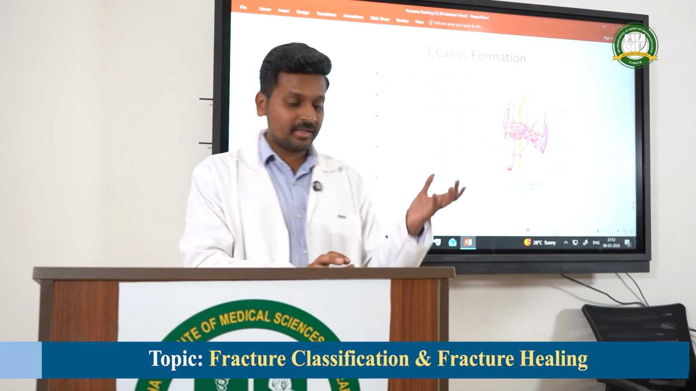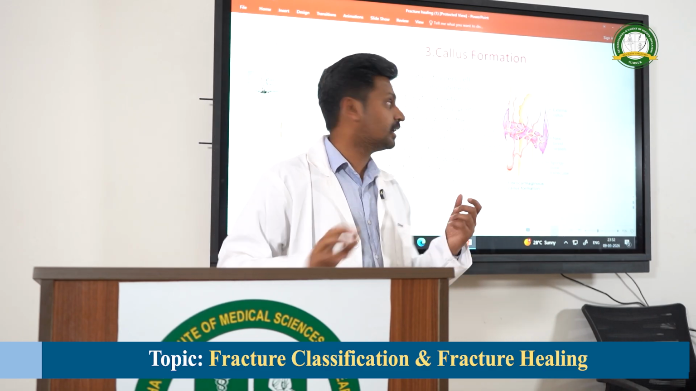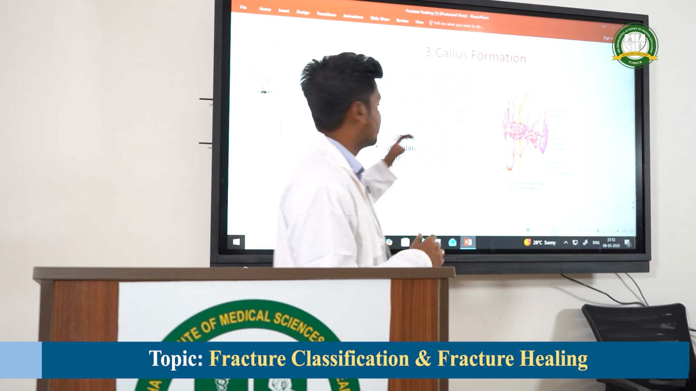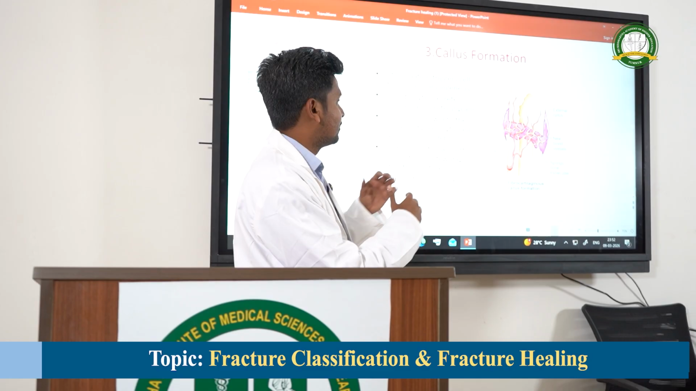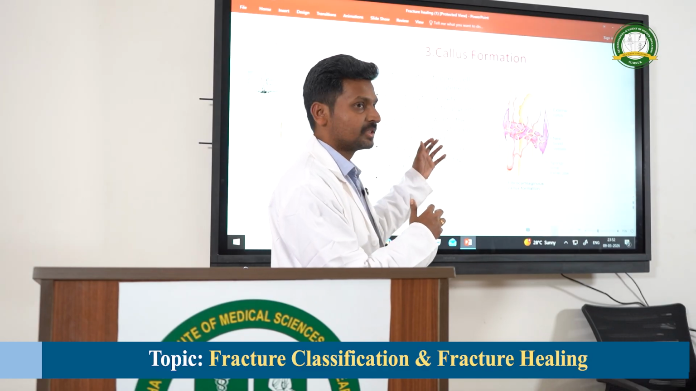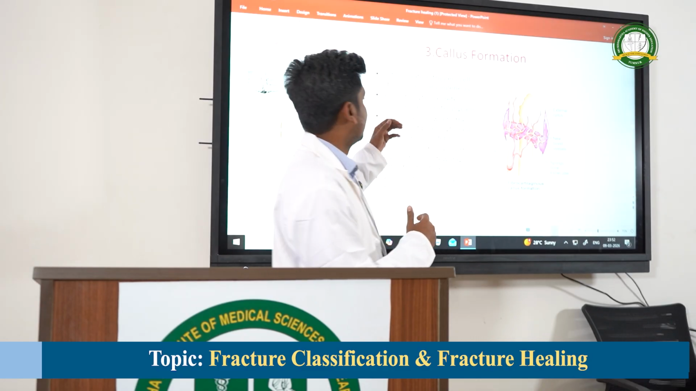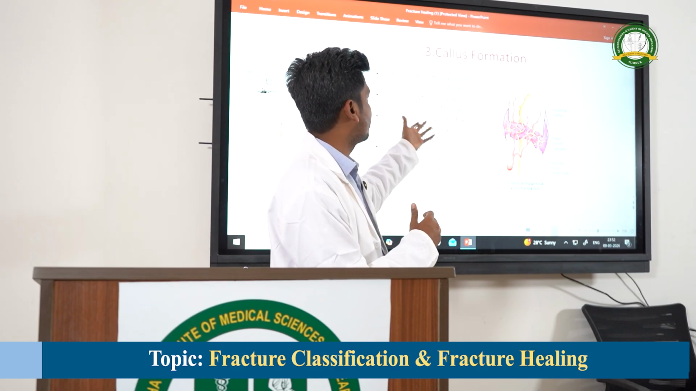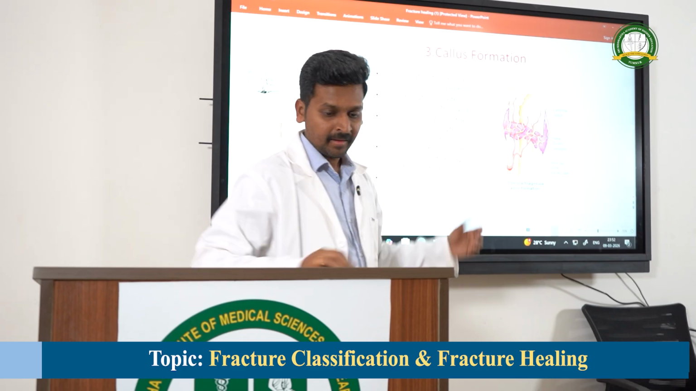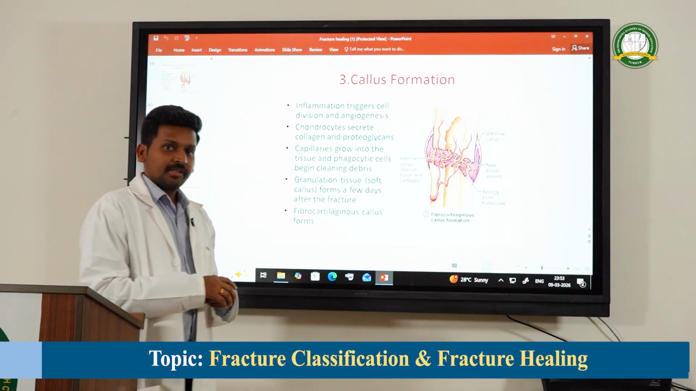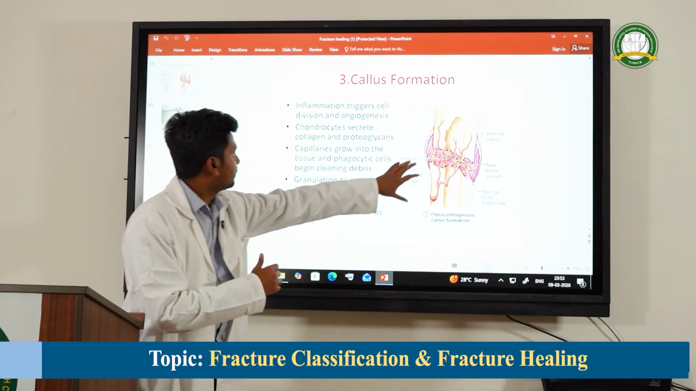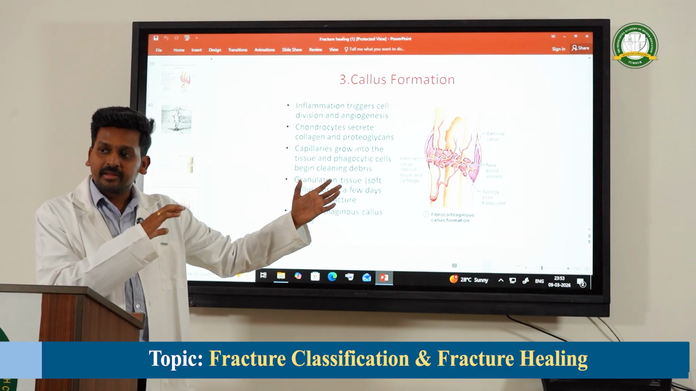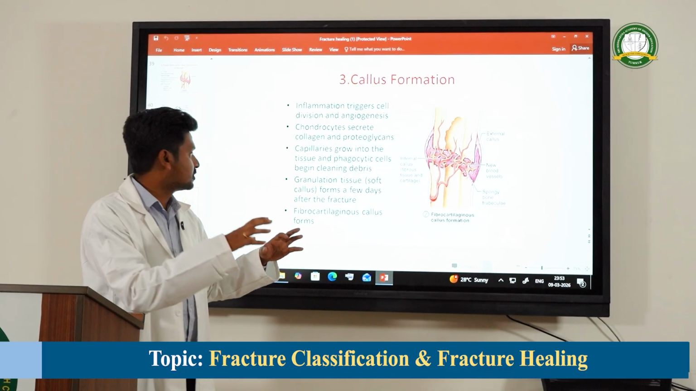Stage 3 is what we call callus formation. When inflammation starts, it triggers cell division and angiogenesis. Angiogenesis is new vessel formation. Initially the vessels are torn, and as healing proceeds, new vessels form, which we call angiogenesis. In this stage, the chondrocytes, or cartilage-forming tissues, secrete collagen and proteoglycans. Capillaries, or the new vessels, grow into this fracture site, and the phagocytic cells begin cleaning out the dead tissues or the dead osteoblasts.